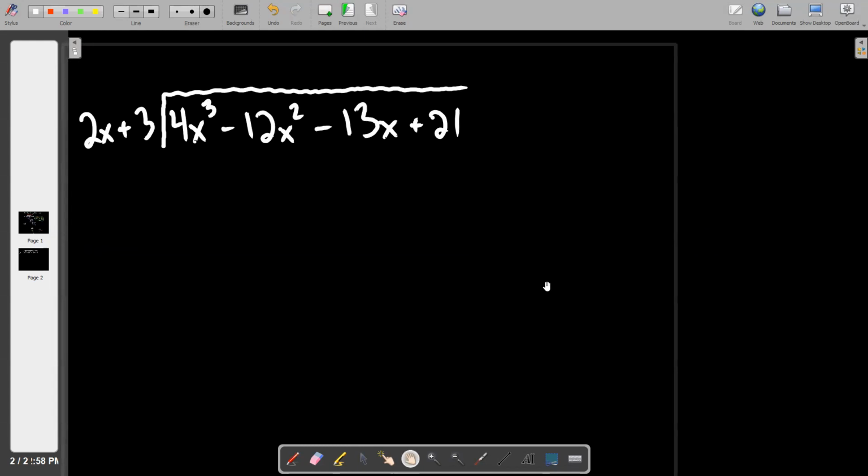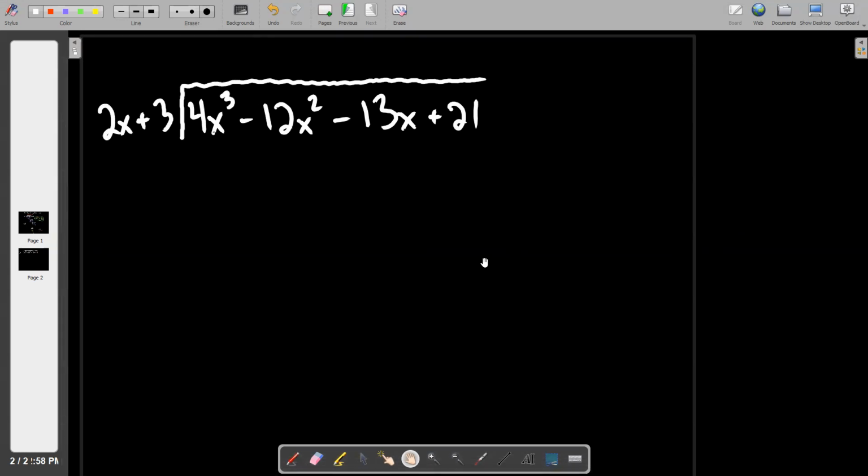Here's our next problem. So the question is, again, I'm going to just keep using yellow. I try to be consistent with my colors. What do you have to multiply yellow by to turn it into yellow? Good job. So the answer is 2x squared. So I'm going to place that up into my quotient, and I'm going to distribute that through the purple parentheses, changing my sign as I go.